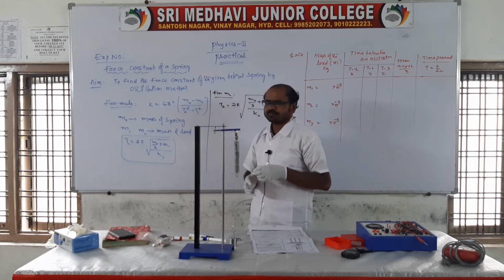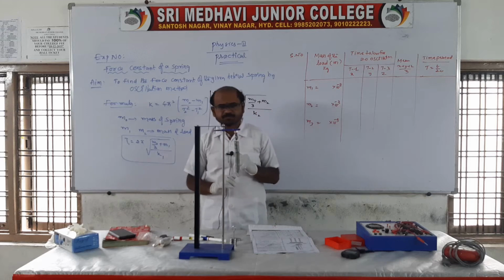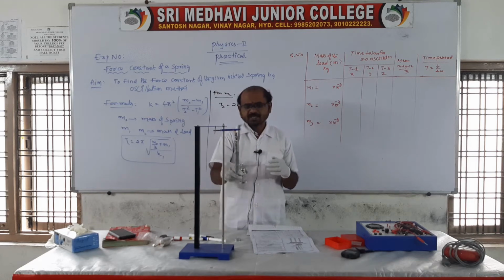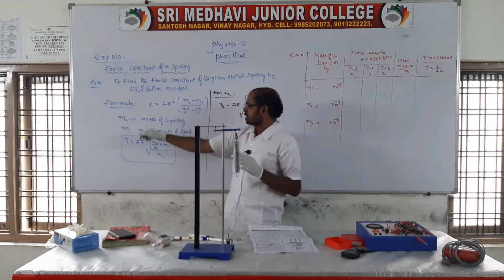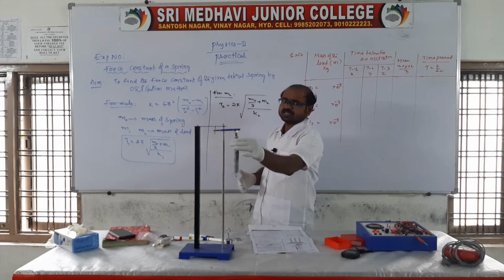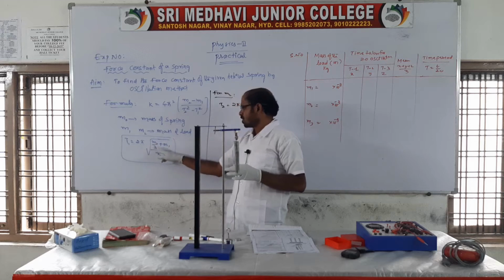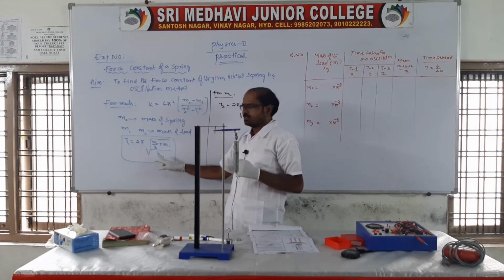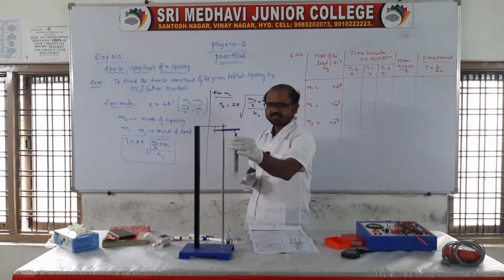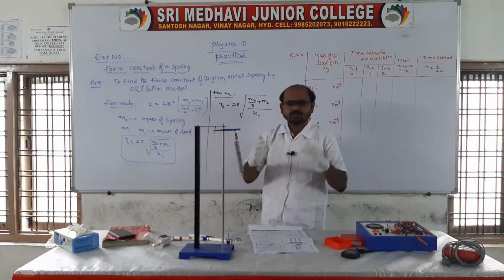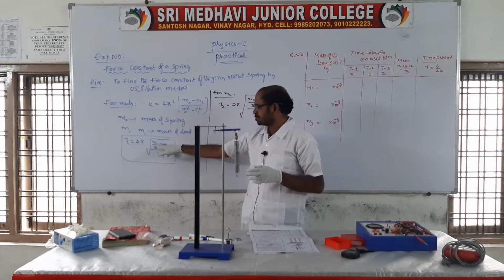Here m1 and m2 are nothing but the masses that we are hanging here. And the time period of a loaded spring, t1, is equal to 2 pi into root over (m0 by 3 plus m1) by k1. Sir, what is m0? m0 is nothing but the mass of the spring. Of course, we can take the mass of the spring by using a physical balance. From there we get the mass of the spring, that is m0 by 3.